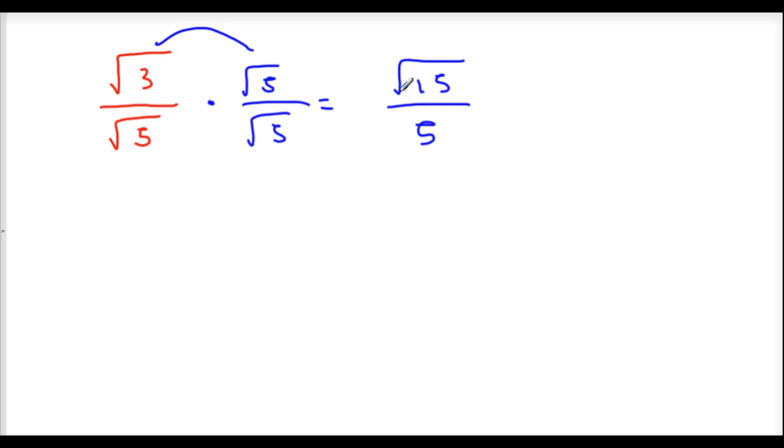You should always check to make sure you can't simplify what's in your new radical. So radical 15, can I simplify it? Can't do anything else, okay? So always check to make sure you can't do anything else.